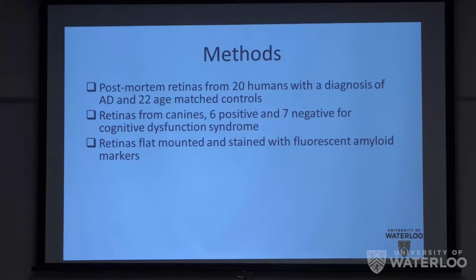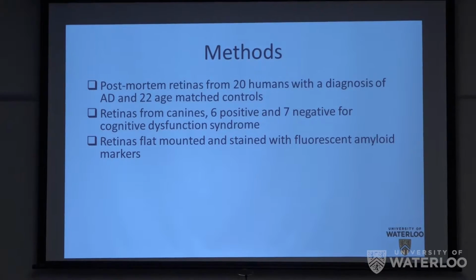We flat mounted these retinas, and this is where we differed from many of the previous groups. Often people use an immunofluorescent staining for amyloid, and they take thin sections of tissue and do that staining. The retina is a fairly large object when you actually extract it from the eye, and so if you're doing thin sections, you're not going to sample the whole of the retina.